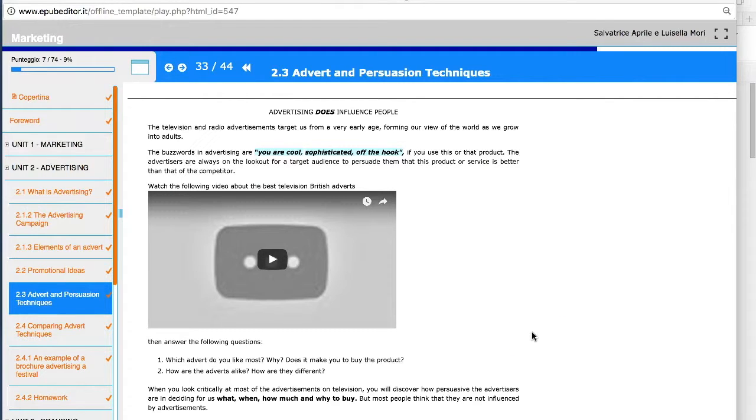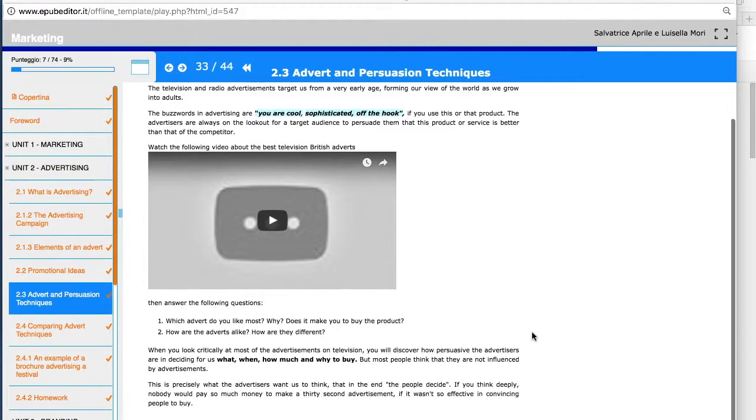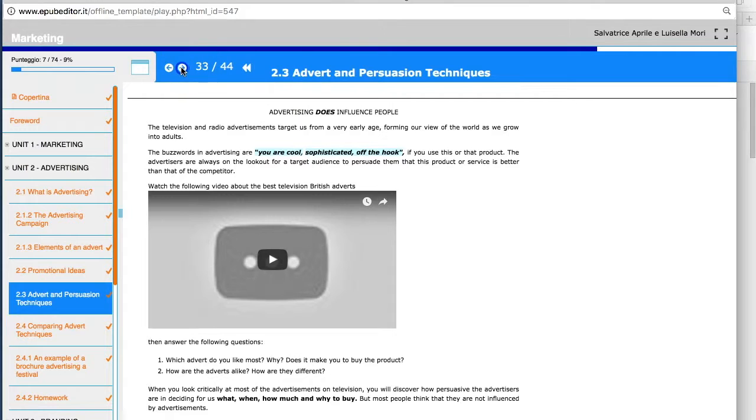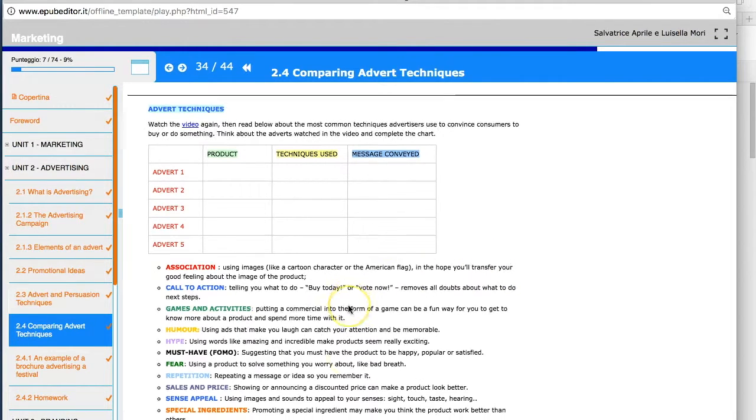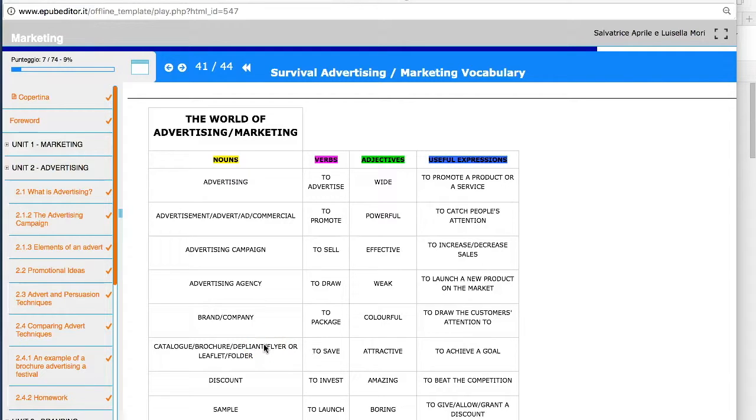One of the final CLIL activities we did was to watch a video on British adverts and then to analyze the different techniques used and the message conveyed using this chart. After this activity, we could create a survival advertising and marketing vocabulary.